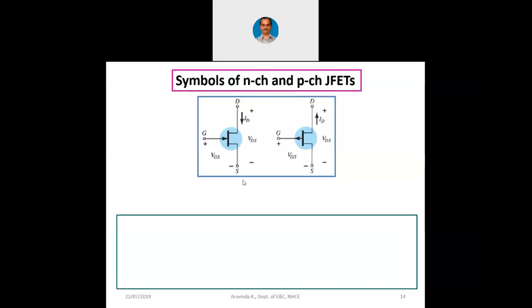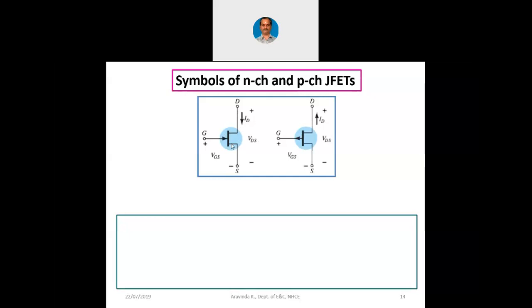But physically, drain and source are interchangeable, which means when you connect this device, even if you turn it upside down, the device will work. Whichever you connect to the plus, you call it drain. Whichever you connect to the minus, you call it source. That's all. Otherwise, physically they are identical. That is why even in the symbol you can see the same.